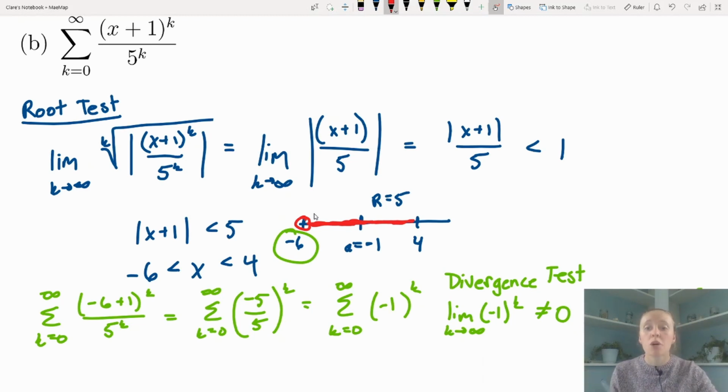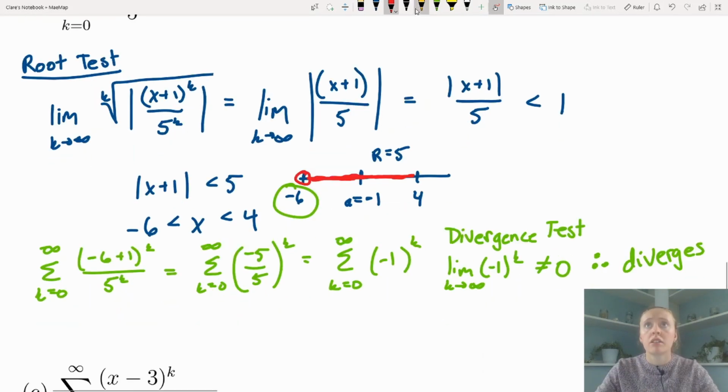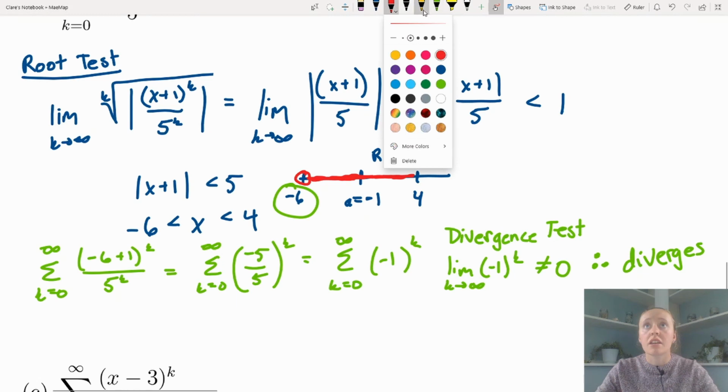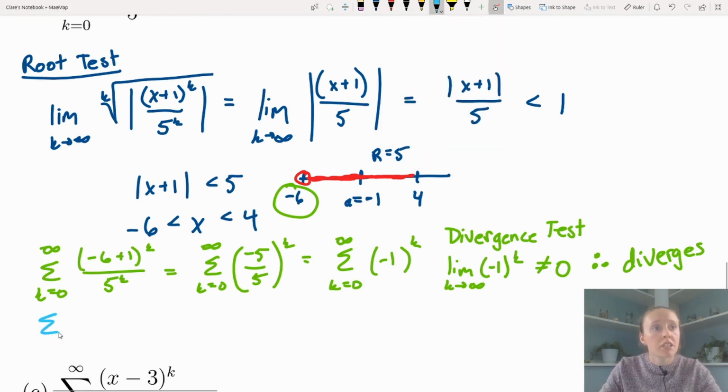We're going to test when x is equal to 4. And I'll go ahead and do this in a different color. Let's do this in light blue. So now I'm doing the summation of k equals 0 to infinity of, I'm going to plug in 4 for x, because we're trying to see when x is 4, does our series converge or diverge? So we have 4 plus 1 to the k over 5 to the k.